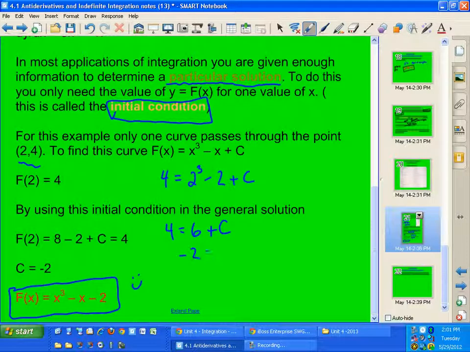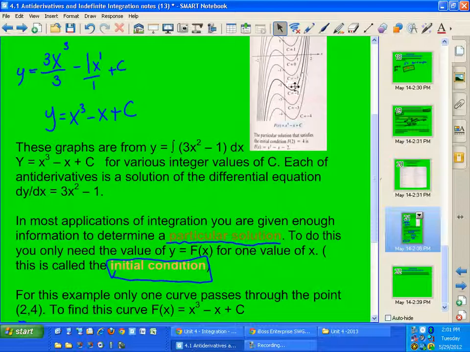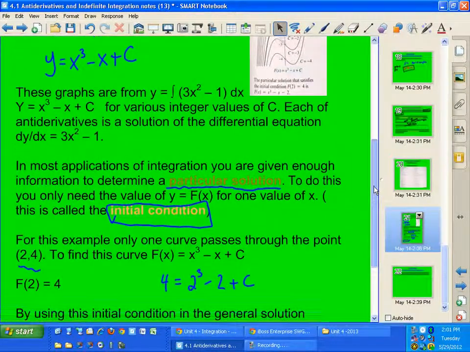All of this is just a matter of us trying to find specific ones. If you look back at my graph, this guy right here would have been crossing at negative 2, the darker graph of them, for our particular solution, because it depended on what point we went through. So then here's another example of it.